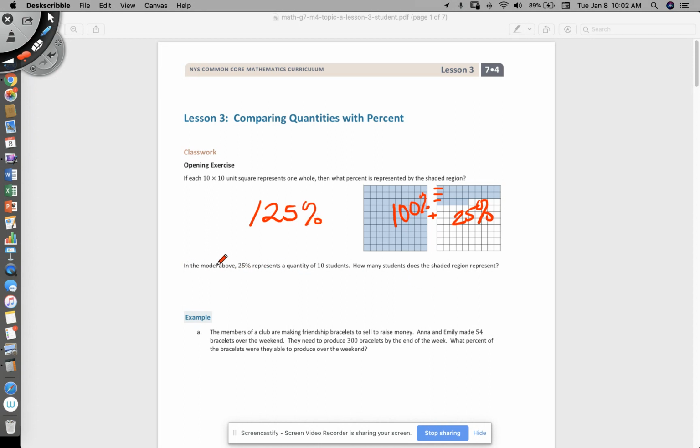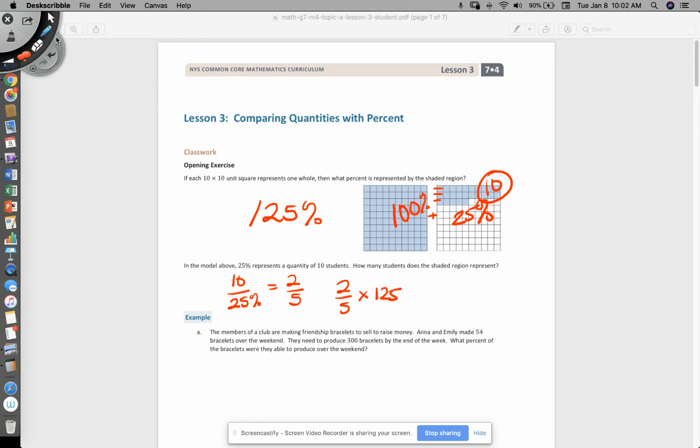All right, so it says in the model above, 25% represents 10 students. So this box right here represents 10 students. How many students does the shaded region represent? So if I say 10 for 25% of the students, and I reduce that down, we'll just make it 2/5. Now, because the whole model is representing 125%, I'm going to take 2/5 and multiply it by 125.